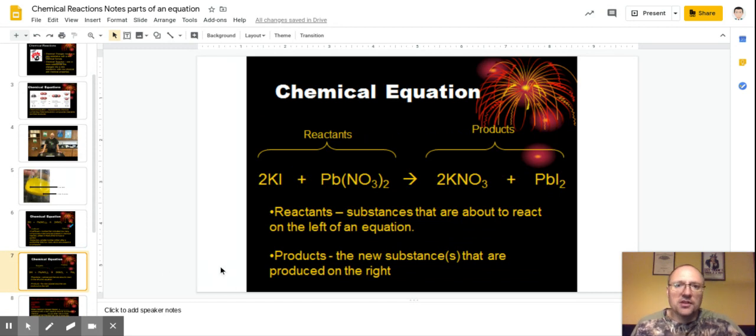The next 2 parts that I want you to label on your notes are reactants and products. You'll see this bracket here on the left. The left side of the equation are the reactants, those are the substances that are about to react. They are what enter into a reaction. And then the products are listed on the right. They are the new substances that are produced. They're what come out of it. So the reactants on the left in that equation were those 2 white powders or the 2 clear liquids once I dissolved them in solution. And then the products were the yellow solid and the clear liquid that was produced.